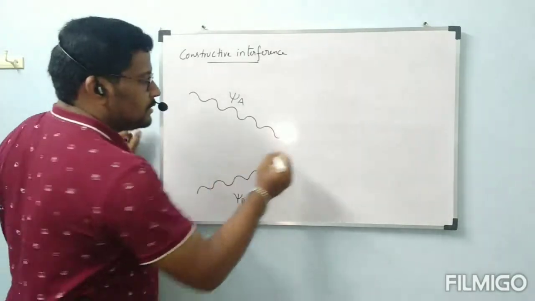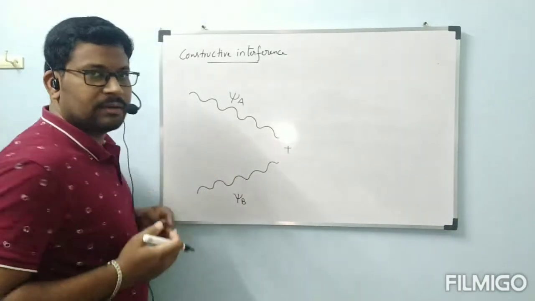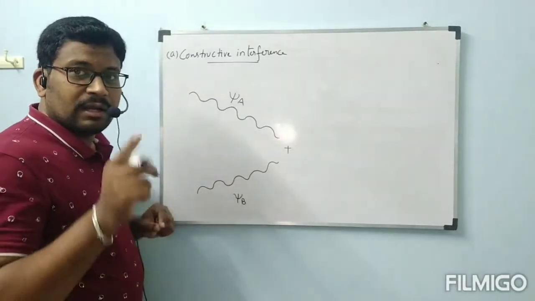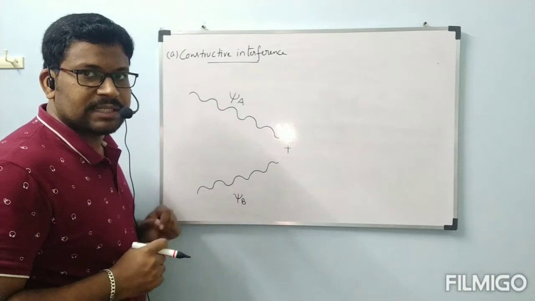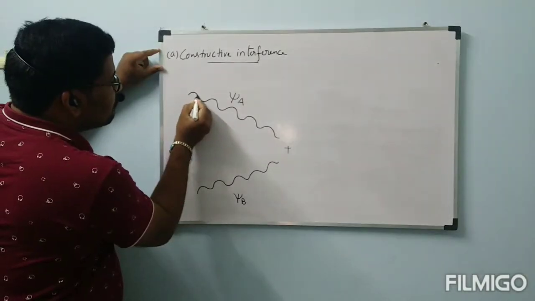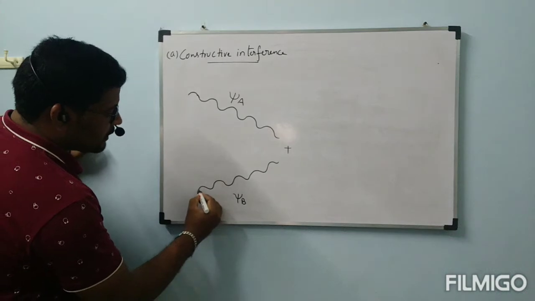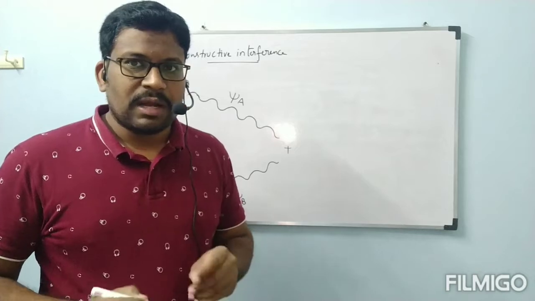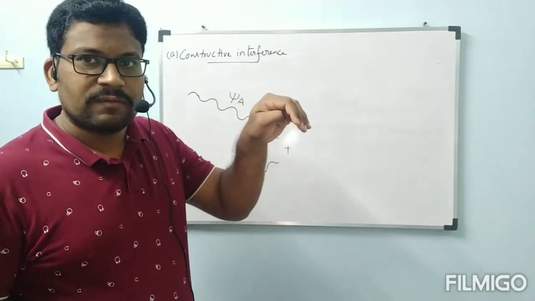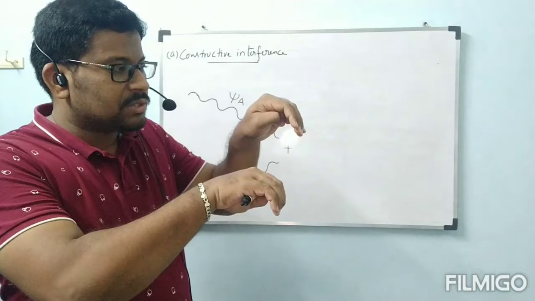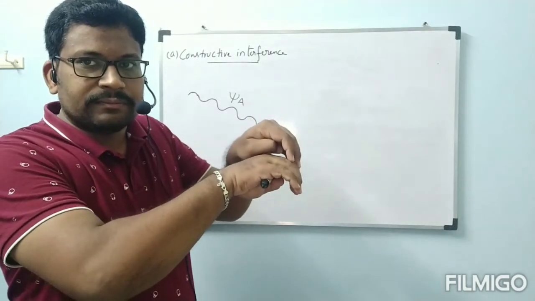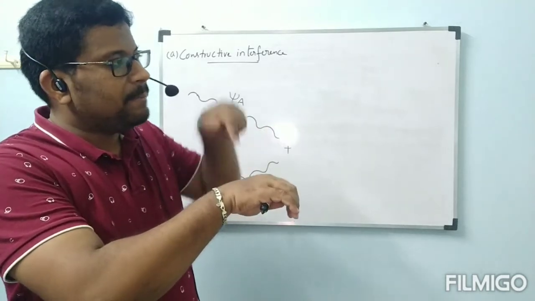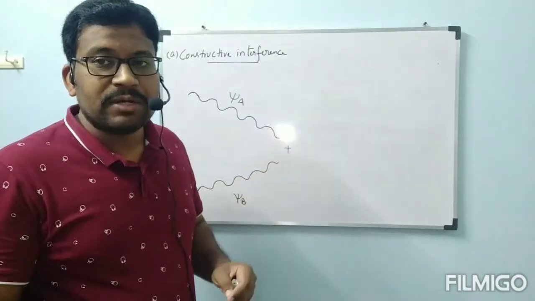These two interfere, meaning they are going to combine here. They will first undergo constructive interference. What is meant by constructive interference? When the crest of one wave and the crest of another wave are exactly overlapped, the resultant will be a bigger crest. That means the amplitude is getting added.